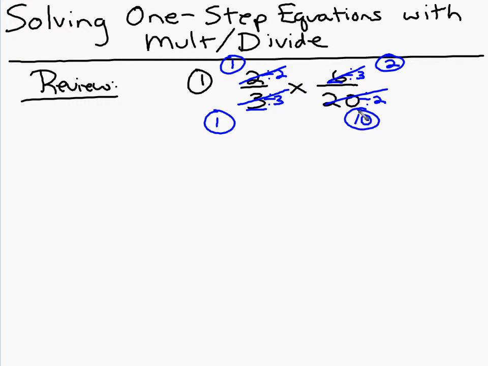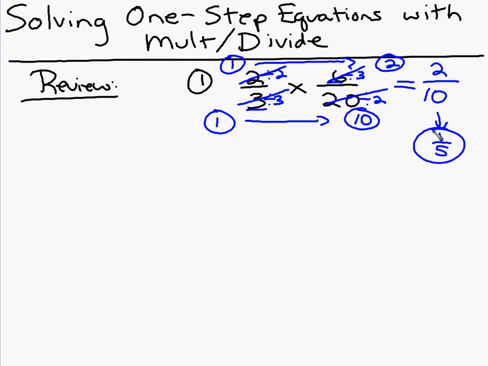Then I multiply across. 1 times 2 is 2. 1 times 10 is 10. 2/10 will reduce to 1/5. And that's how we multiply with fractions. All right. Now, what we're going to do is very similar to what we've been doing, but now we have to use a different operation.